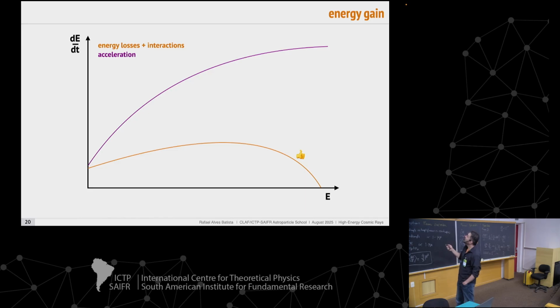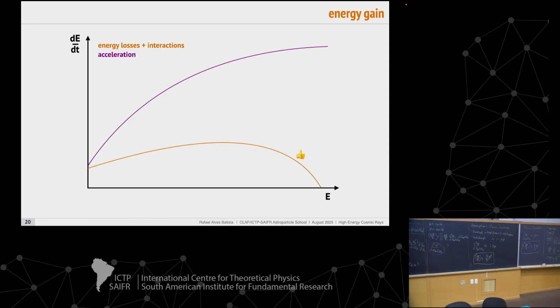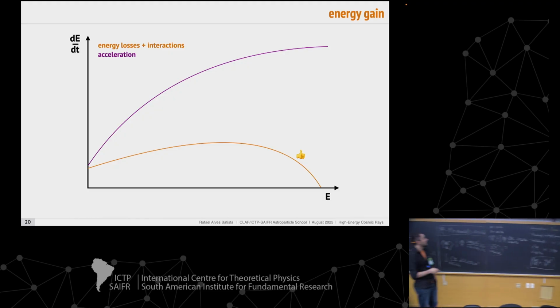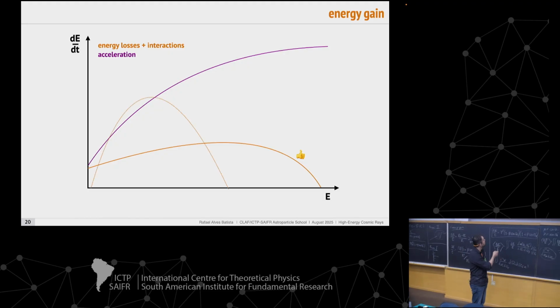So there is a net energy gain, and the acceleration is exceeding by far the energy losses and the interactions, so the particles are having a net energy gain. Because everything that I described here, of course, this medium has other things, and the interactions can occur, these particles can interact. It's much more messy than we are actually showing.